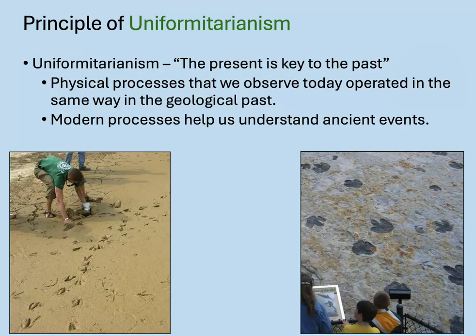For example, on the left-hand figure here, we have some footprints of an animal made in some sand. On the right hand, we have some dinosaur footprints preserved in a sandstone. And you can see these are quite big relative to the people here. What uniformitarianism tells us is that these footprints were not formed by dinosaurs walking on sandstone. They were formed by dinosaurs walking on soft sediment, like we see to the left, and that sediment was eventually turned into a solid sandstone.